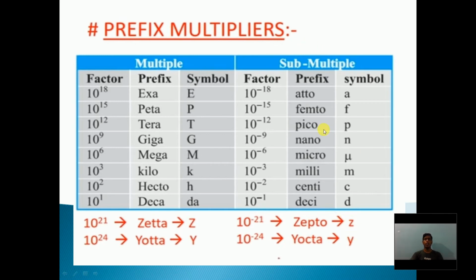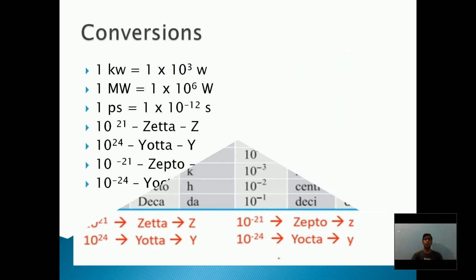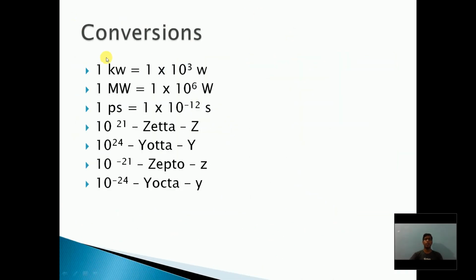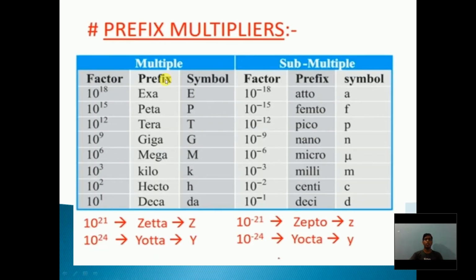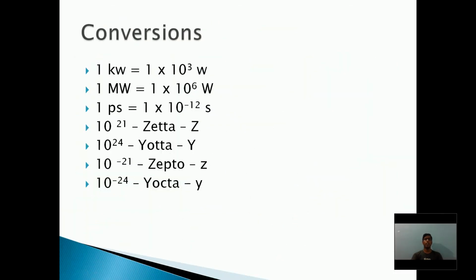So you need to remember all these, because why? Suppose you are doing any numericals, in conversions they are very useful. I will show you an example here. You observe conversions. 1 kilowatt, kilo is given as 10 to the power of 3 watts. So while we are converting, that is a very important thing.